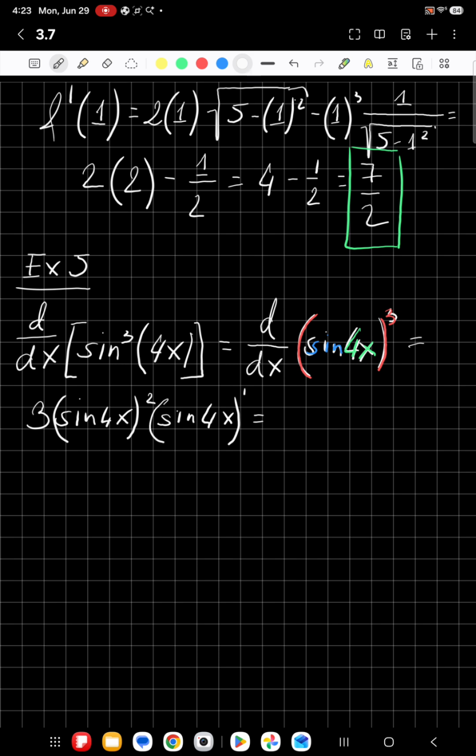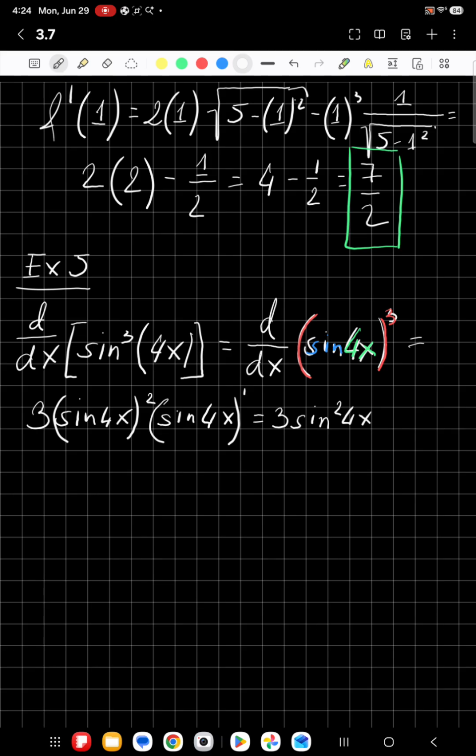Okay, so here we have 3. And at this point I'm rewriting this. I'm going to take that 2 and put it right there. And it's kind of the industry standard. So we have sine square 4x. Okay, so now I'm taking the derivative of this one. And this time I'll do it in one step.